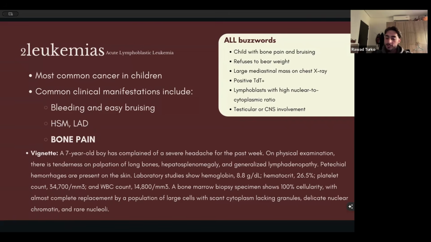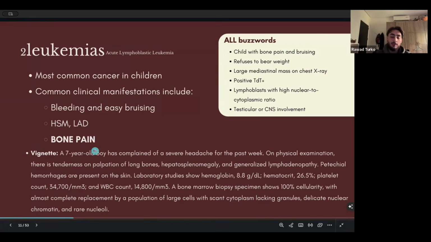And as always, as you guys know, I love to add vignettes in all of my questions, because I think it's very good in order for you to see how they actually give you a case of ALL in an actual question stem. So I think I got this question from Robbins. So let's just read it.